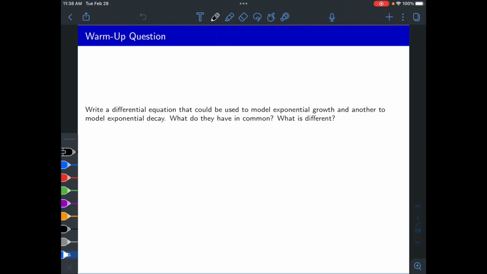So I'll assume that you've paused and unpaused and you're ready to go over. Generally speaking, when you have a differential equation that's modeling exponential growth, this is going to be something of the form dy/dt is equal to k times y. It's saying that the rate of change is proportional to the population present. So k is going to be your growth rate.